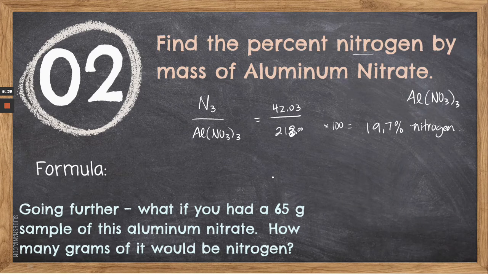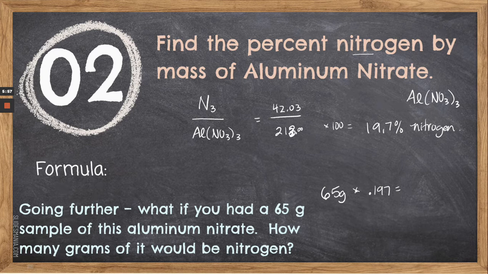So it's kind of like if you count your calories or your carbs or your proteins, it's kind of the same thing. So here I'm just going to take the 65 grams and find 19.7% of it. So that's going to be times 0.197. That's one way to do it.